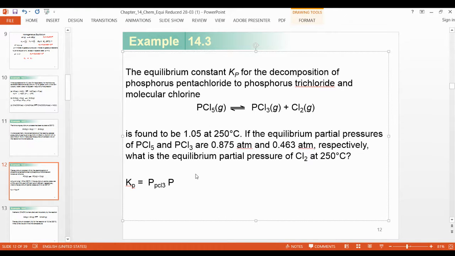P and Cl2, alright, divided by PCl5. So this is the way to write. Clear? Okay. Just put the values into this formula and calculate Kp.